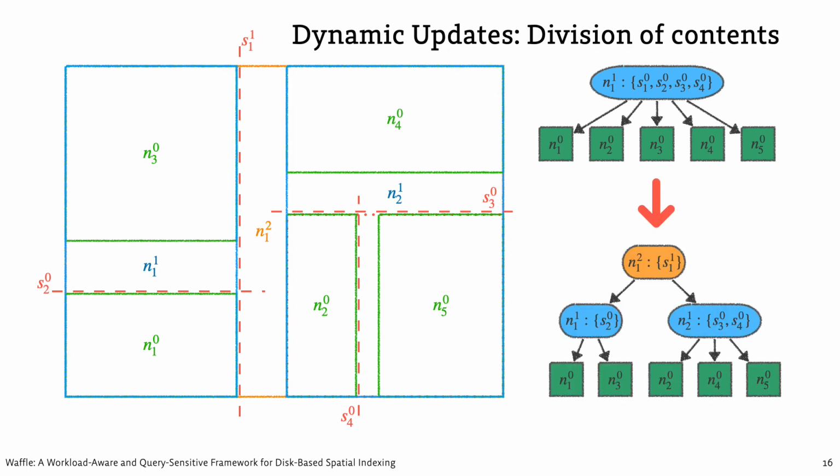And thus the new N11 gets N01 and N03 along with the split S02, while the new node N12 gets N02, N05, N04 and the splits S04 and S03. And split S01 used for the partitioning of the old node N11 now becomes the first split S11 of N21. And this concludes how we handle overflows.